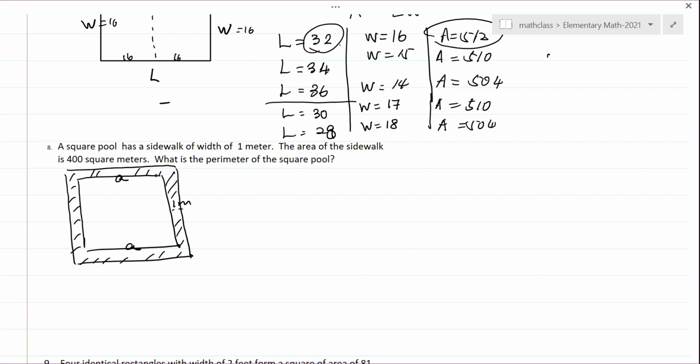All right, let's do this problem. Okay, think about how you find the area of the sidewalk. You cut it into many pieces. Okay, so this is a corner, right? And the corner is a square. Okay, so let's calculate the area of the sidewalk.